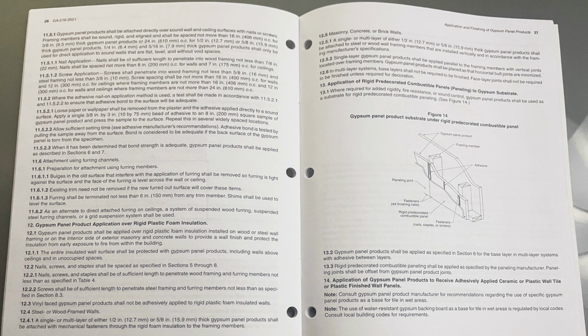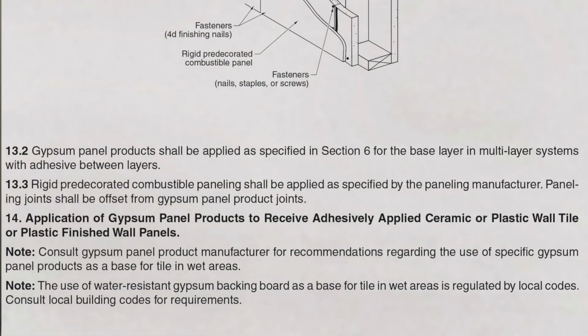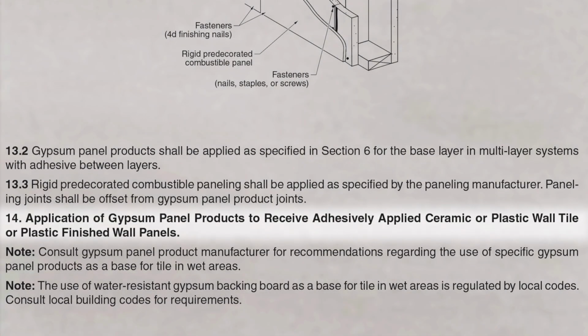The specification for the use of gypsum panels in wet areas is found in Section 14 of the GA-216 2021, Application and Finishing of Gypsum Panel Products. Opening to page 27 in the GA-216 2021 manual, you will see Section 14, Application of Gypsum Panel Products to receive adhesively applied ceramic or plastic wall tile or plastic finished wall panels.